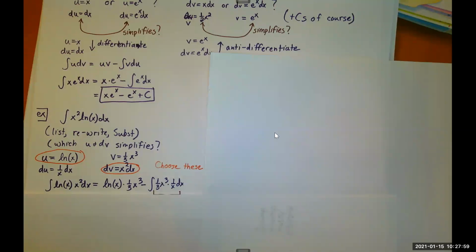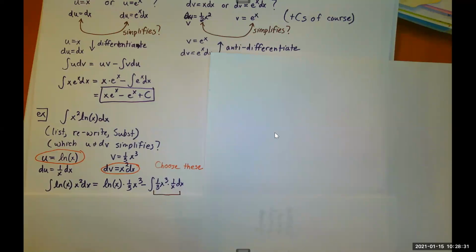Substituting into the formula looks like this. U is the natural log of x, dv is x squared dx. You don't have to change the order. I was feeling thorough, so I changed the order. Then I have u natural log of x times v 1/3 x cubed minus antiderivative of v du. V is 1/3 x cubed, du is 1 over x dx, which, looking at the antiderivative, 1/3 x cubed times 1 over x, I can't do that. That's not an antiderivative that's on my list.